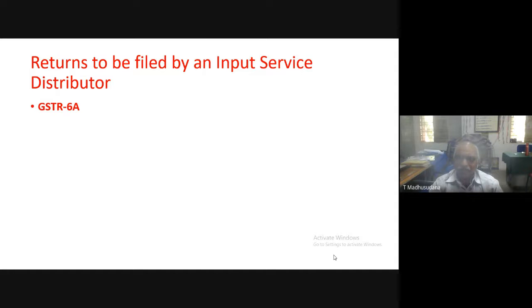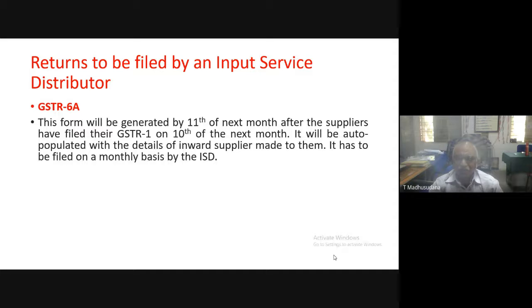GSTR 6A. This form will be generated by 11th of next month after the suppliers have filed their GSTR 1 on 10th of the next month. So the input service distributor report, GSTR 6A, is generated on 11th of next month. That means after submission of GSTR 1, this form is generated.